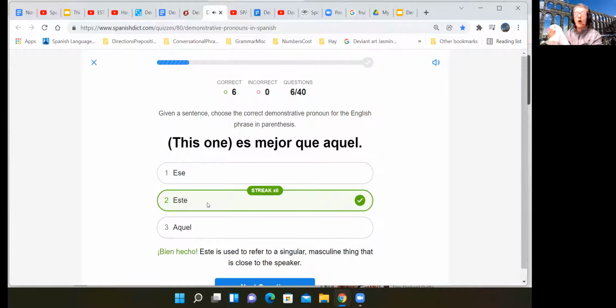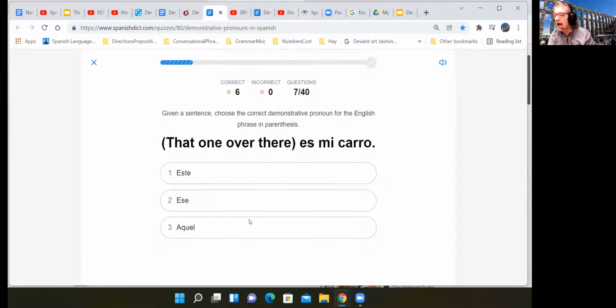Okay. Otro ejemplo. Sí, bien. Esta es una chaqueta. Es una chaqueta, ¿verdad? Esta chaqueta es mejor que esa. Better than that. Okay, vale. Pueden ver, you can see. Okay, that one over there es mi carro. That one over there is my car. Aquel.